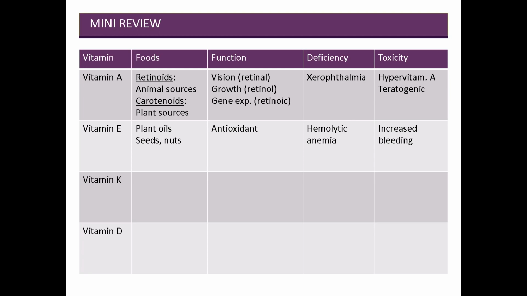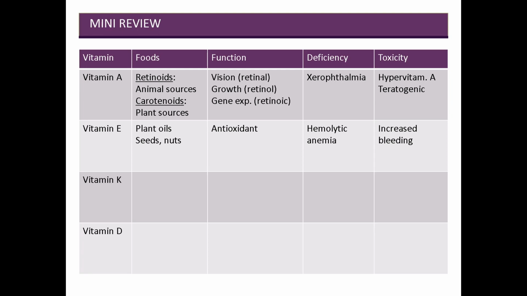Retinal with an A helps with vision. Retinol with an O helps with growth. And retinoic acid helps with gene expression. Vitamin A deficiency leads to xerophthalmia, which is eye dryness and night blindness. Too much vitamin A while pregnant can lead to teratogenic effects and birth defects.